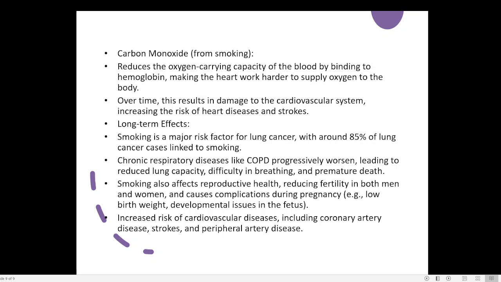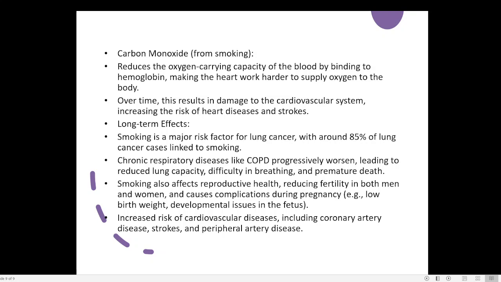So that is the problem of smoking: it not only affects the lungs, it also affects your heart, and it can also affect the brain by causing stroke. So these are some of the problems of smoking. Then coming to the long-term effects. In the case of long-term effects, smoking is a major risk factor for lung cancer, with around 85% of lung cancer linked to smoking.